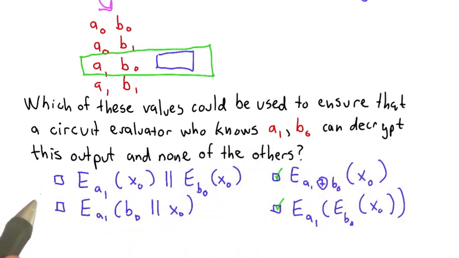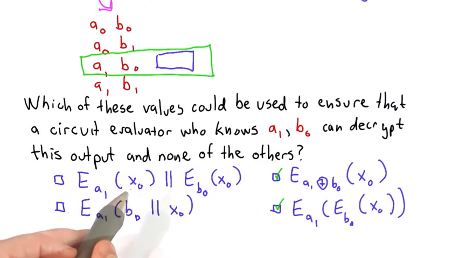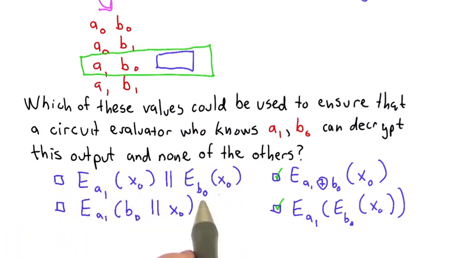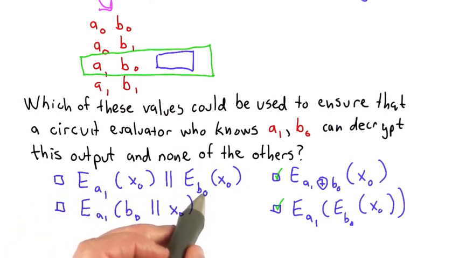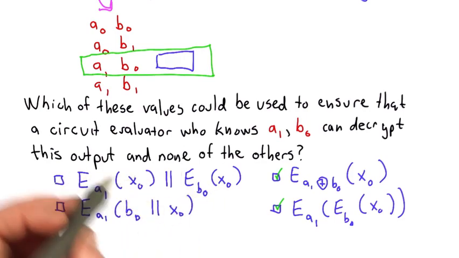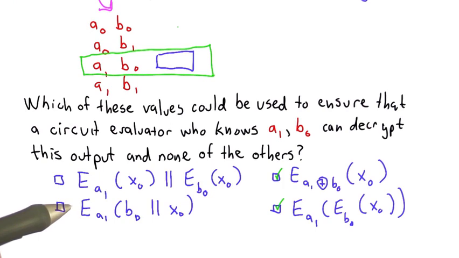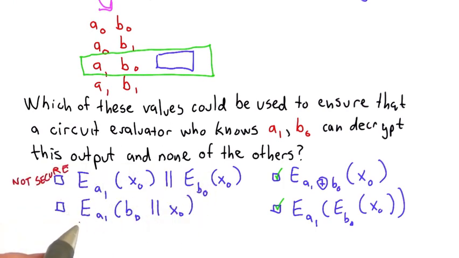Let's go through the other answers. So the first one, we're encrypting using A1 the value of x0, concatenating that with encrypting x0 using B0. This means if the evaluator knows either A1 or B0, they would be able to learn the value of x0. That would enable the evaluator to decrypt more than one entry in this truth table if the other entries were encrypted the same way. The second possibility has a similar problem. If the evaluator knows A1, they can obtain the value of x0. That's not secure because they can decrypt two outputs in this table.